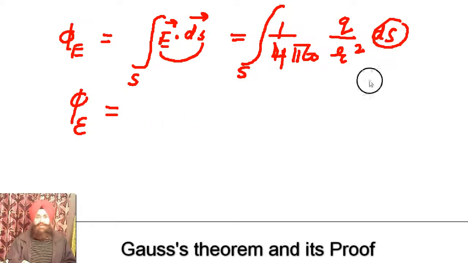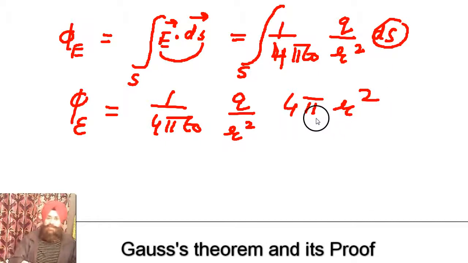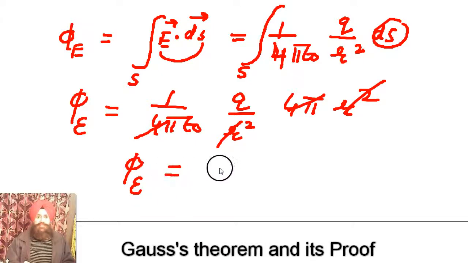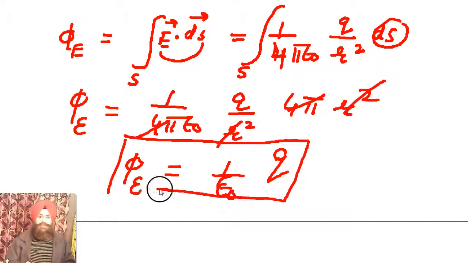So the flux becomes, these are the constants, 1 over 4 pi epsilon naught, q by r square, and the integral of ds over the surface. So this is 4 pi r square. I considered the Gaussian surface as a spherical surface, that's why. Now 4 pi cancels, r square cancels. So electric flux becomes 1 upon epsilon naught times the charge enclosed. So I proved the Gauss theorem. Very simple.